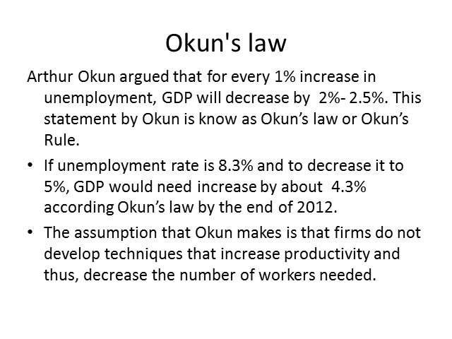Arthur Okun discovered that there was a relationship between unemployment and GDP. Specifically, he said that for every 1% increase in unemployment, GDP will decrease by 2 to 2.5%. This idea, that every 1% increase in unemployment leads to a 2 to 2.5% decrease in GDP, is called Okun's law or Okun's rule of thumb.